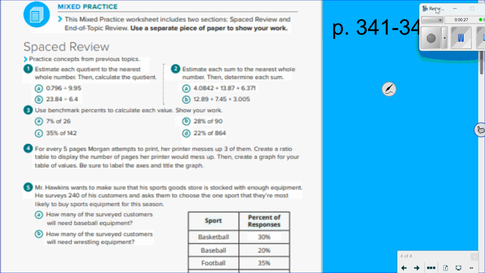Our first one: following your directions is critically important. Your directions will be just the same on the test. Estimate each quotient, then calculate. So there's two parts to this. First thing I need to do is estimate. You need to show me your estimation. So on this one, because it said the whole number, I would go 1 divided by 10. So that's going to be about 1/10.